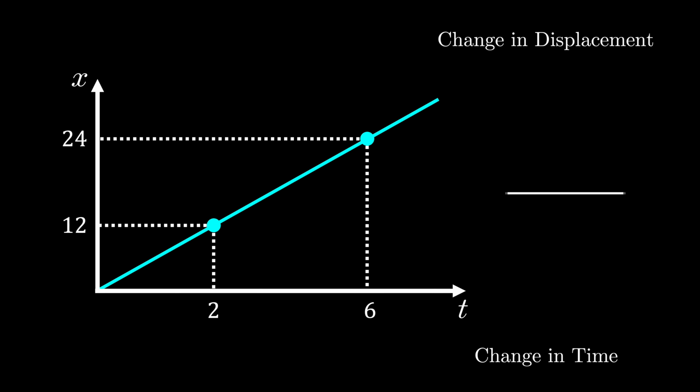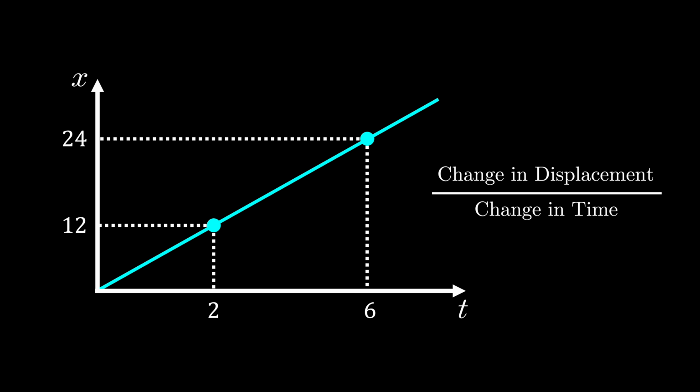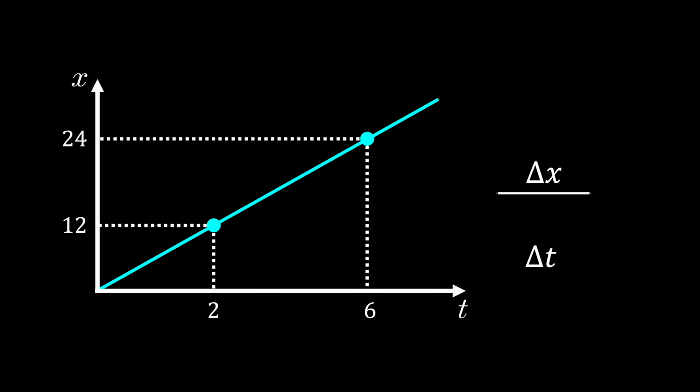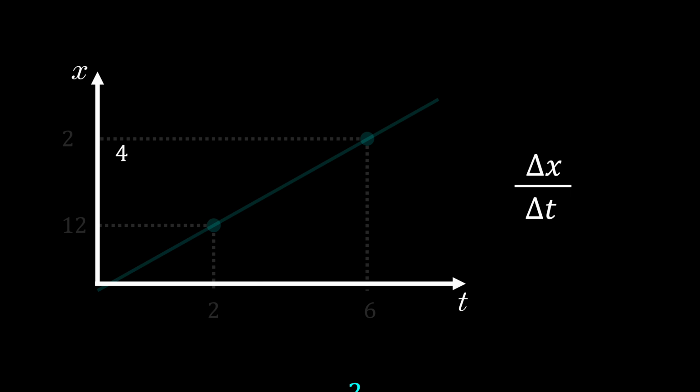In general, what we've calculated is the change in displacement divided by the change in time. Mathematically, this can be written as delta x over delta t. And yes, this is literally the gradient of the line. In our current example, the gradient never changes, so the velocity stays constant.